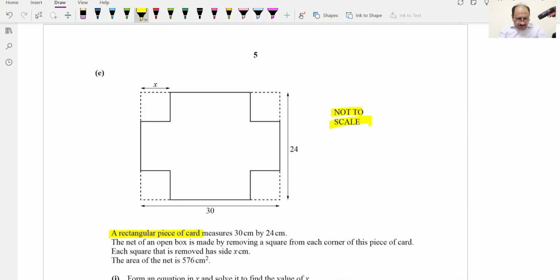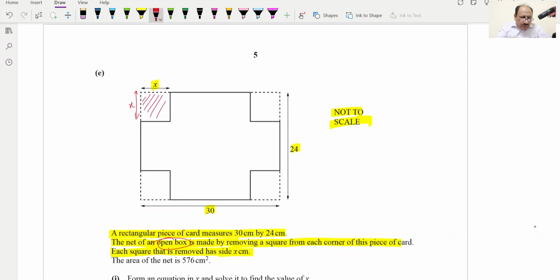Now E part says a diagram is provided which is not to scale. A rectangular piece of card measures 30 centimeter by 24 centimeter. The net of an open box. Open box, you know, is a box which does not have a top. So 4 sides and base. It is made by removing a square from each corner of this piece of card. Each square that is removed has side x. So this side is x. It means this side will also be x, because this is a square.